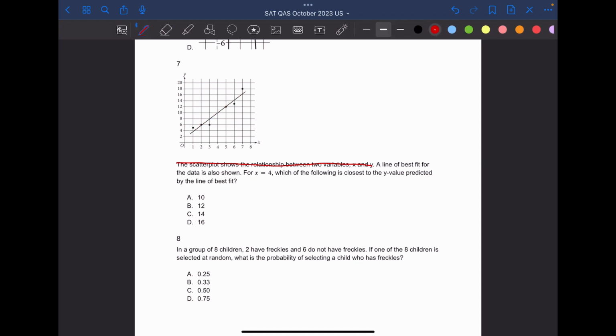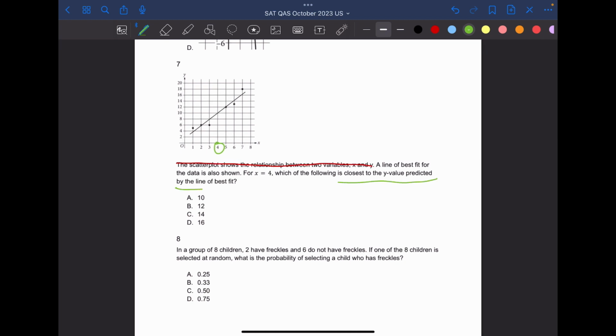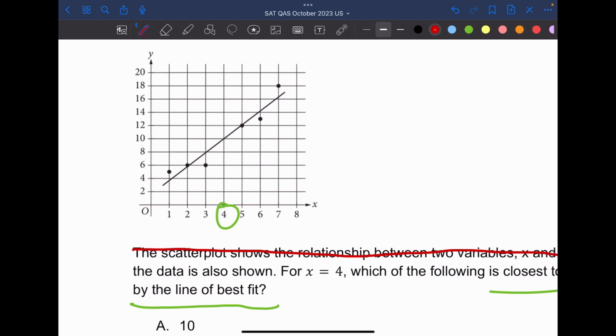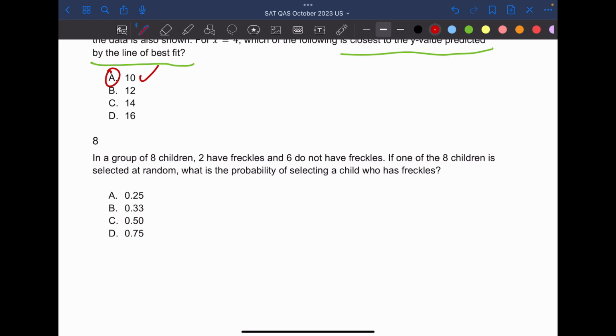For x is equal to 4, so when is x equal to 4? Let's first mark that. It's over here. And then it asks which of the following is closest to the y value predicted by the line of best fit. Okay, so basically, look at the line of best fit and see what the y value of that point is at 4. So if you trace 4, go up to this point over here, what is the y value of it? It's approximately 10, and that is literally your answer. So it's as easy as that. We're done.